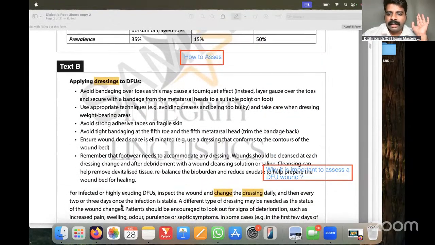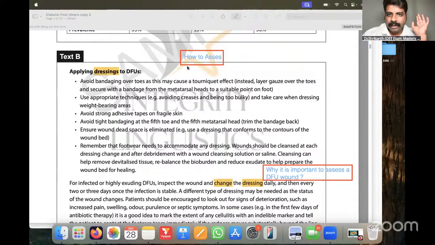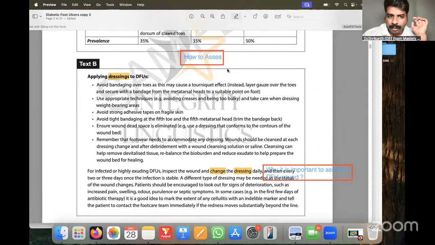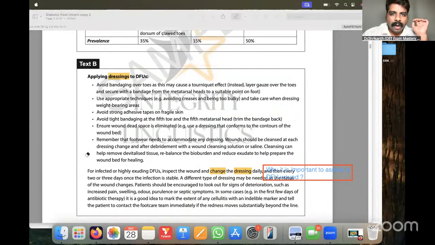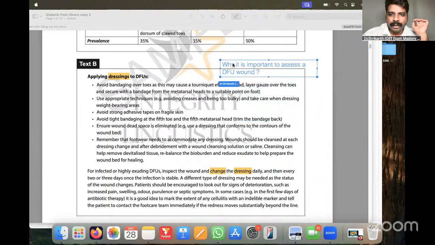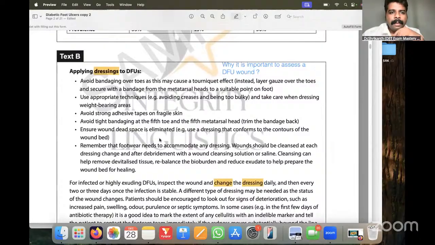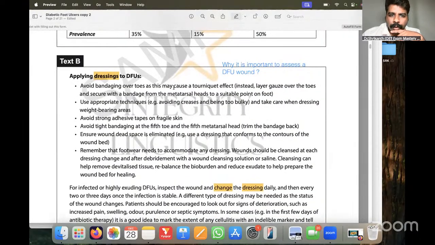So for this, let's come to text B once again. So let's see what text B is talking about. Okay, so let's take a look into text B a little bit more clearly. Why is it important for us to assess a diabetic foot ulcer? Right, so I'm going to come over here. Let me just zoom in a little bit. Yeah, applying dressings. Avoid bandaging over toes as this may cause a tourniquet effect, and secure with a bandage. Use appropriate dressings and take care when dressing.